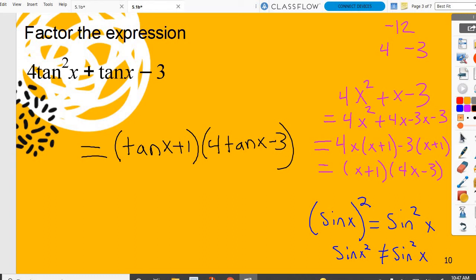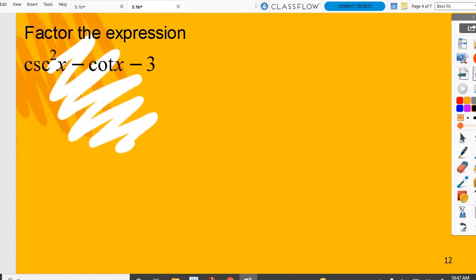Alright, let's look at another one. What's different about this one? It's two different trig functions. As it is right now, this would be like if I had x squared minus y minus 3. Can I do anything with that? Not really, because I have two different variables.